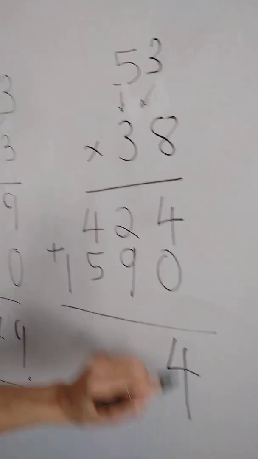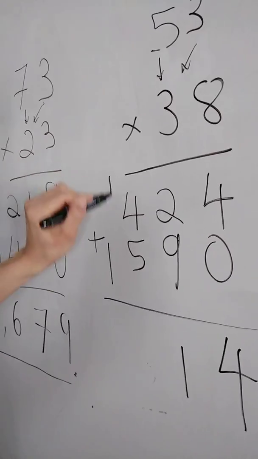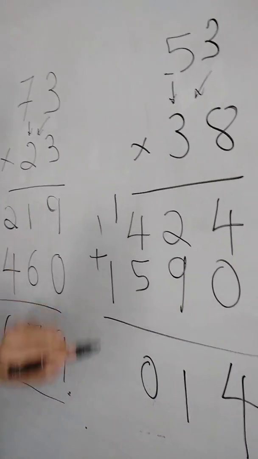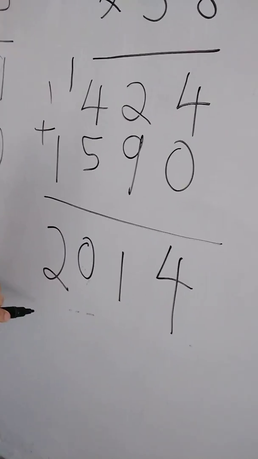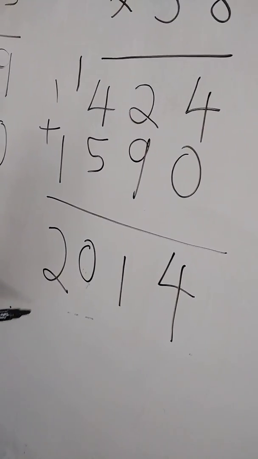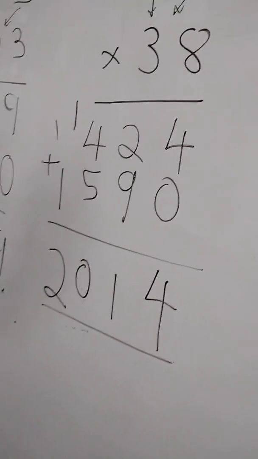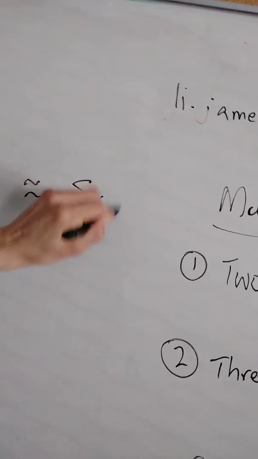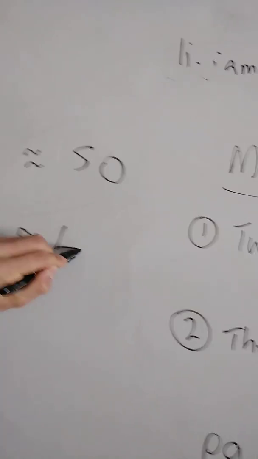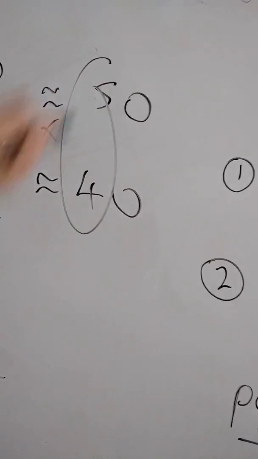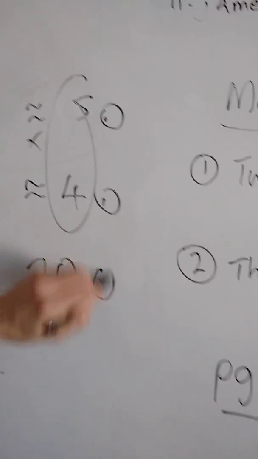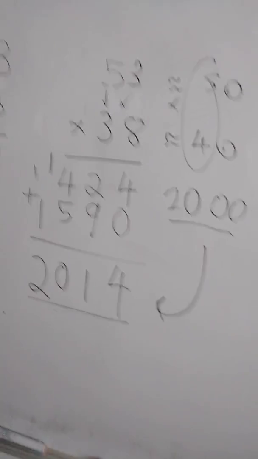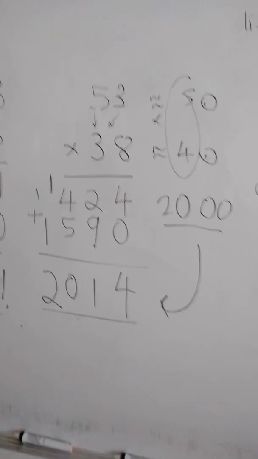4 plus 0 is 4. 2 plus 9, 11. 4 plus 5, 9. 9 plus 1, 10. 0, 1. What do we get? We get 2014. Now if you estimate this, you estimate this as 50, you estimate this as 40. So 5 times 4, you get 20, 00, 2000, 2014. Does it make number sense? Yes it does, right? It does.